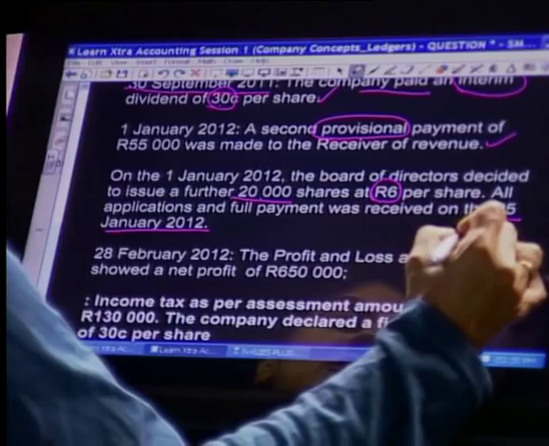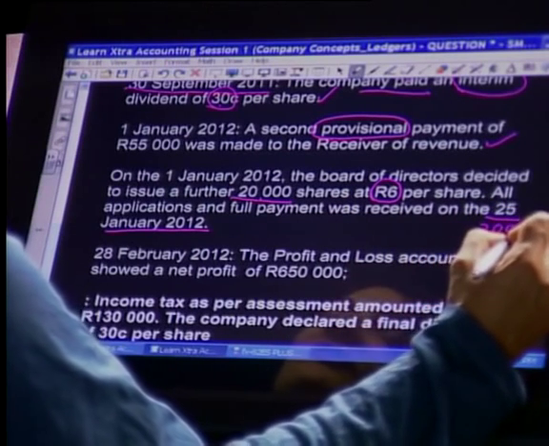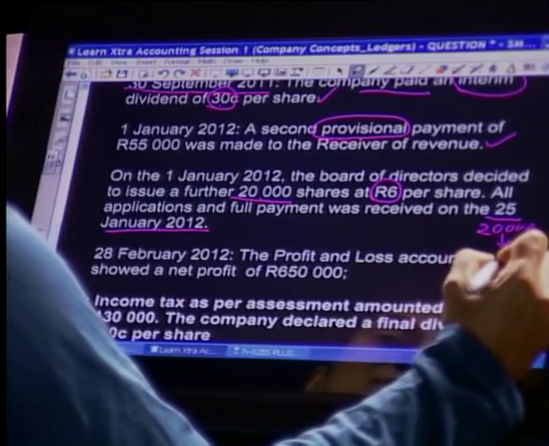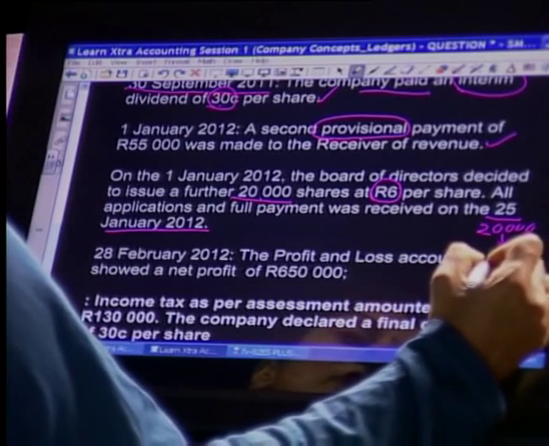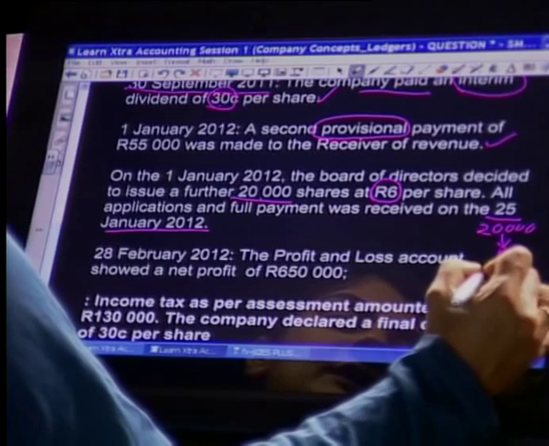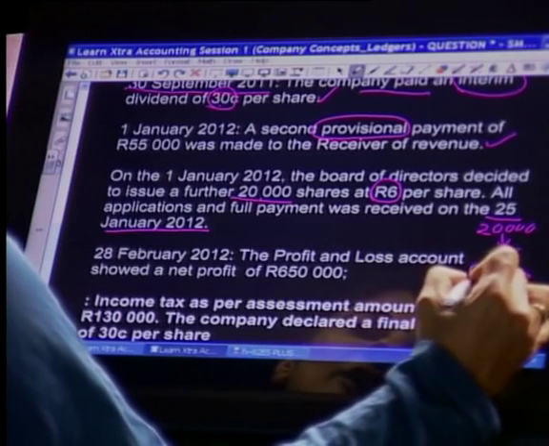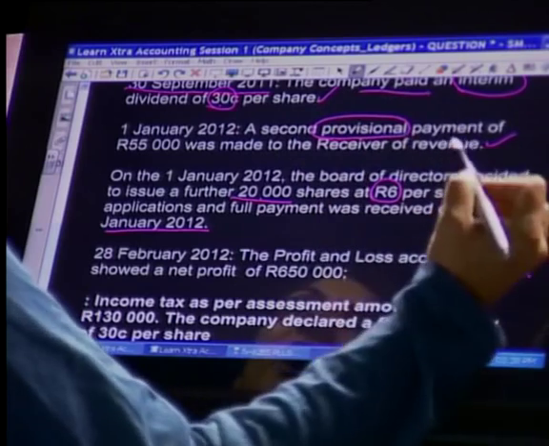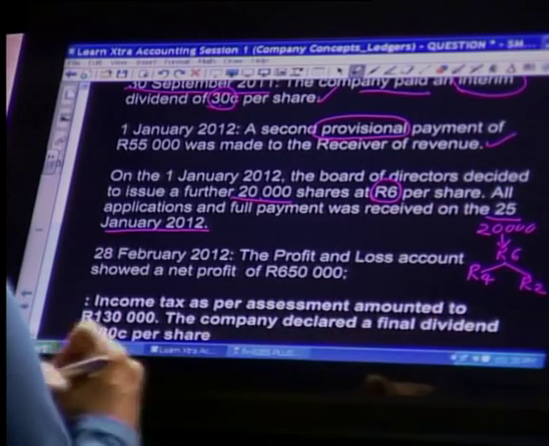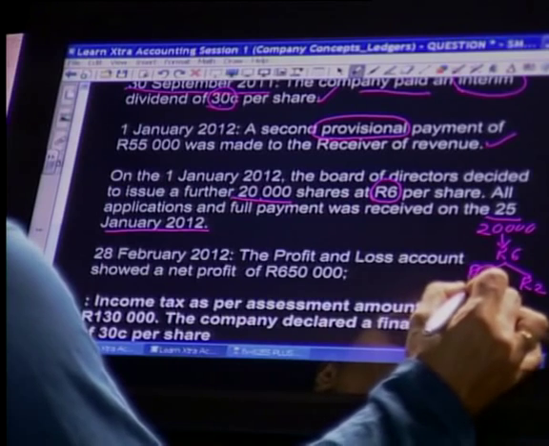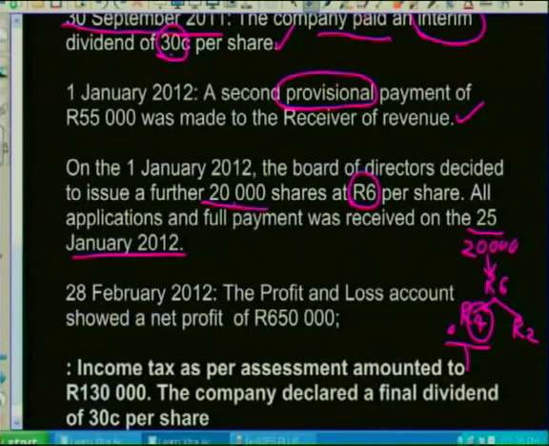So in your calculation, we've got 20,000 shares, which were sold at a selling price of 6 Rand. Immediately, I need to split this. Par value is 4 Rand, which means above par value, my premium is an amount of 2 Rand. The 4 Rand will affect your T account, ordinary share capital. The 2 Rand affects your T account share premium. So let's now go to those T accounts and complete the entry for this transaction.